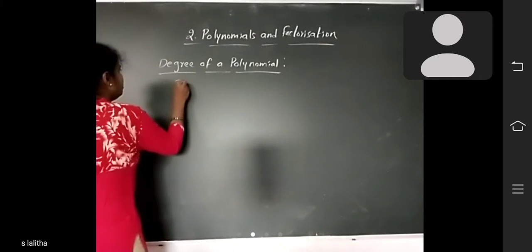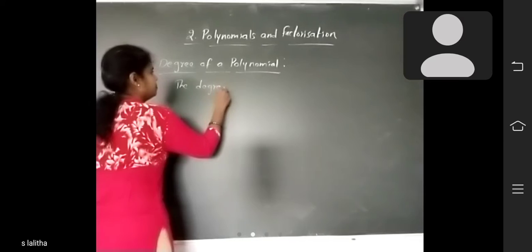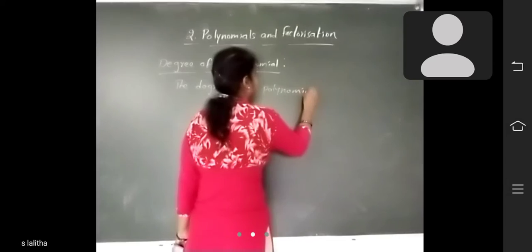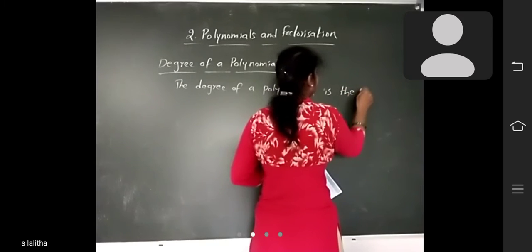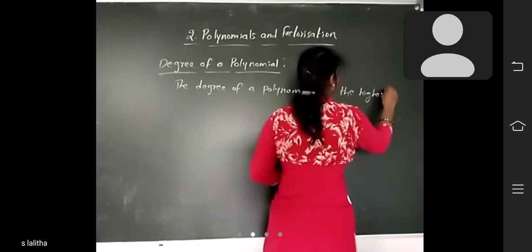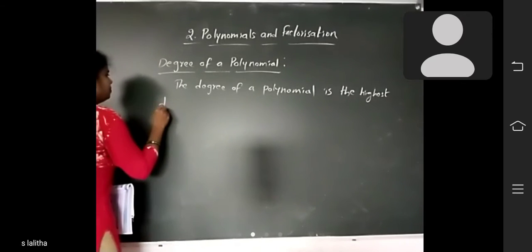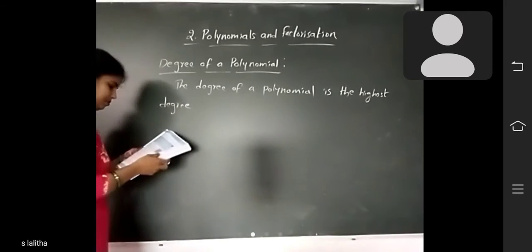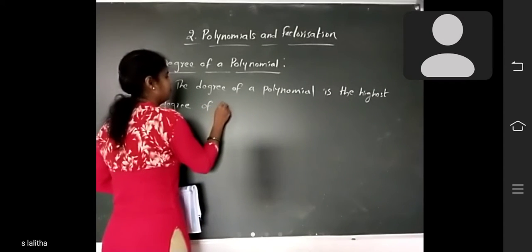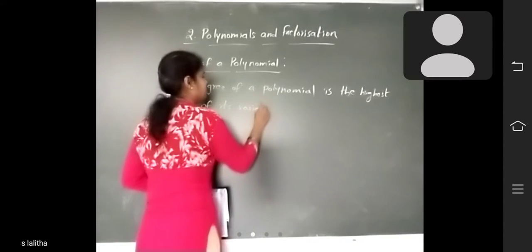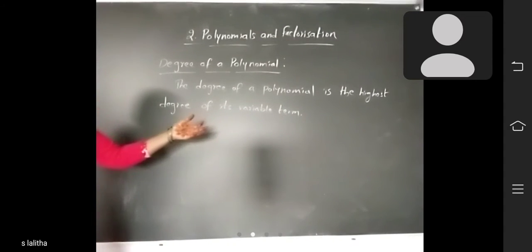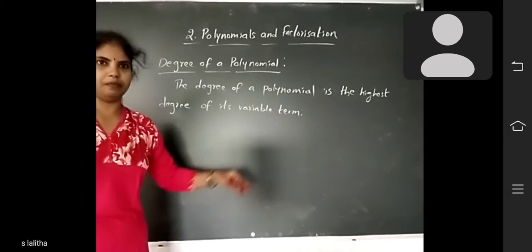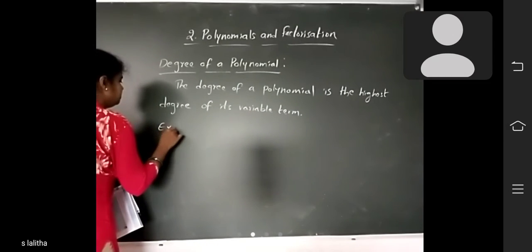The degree of a polynomial is the highest degree of its variable term. So the degree of a polynomial is the highest degree of its variable term. Okay. So see the example.